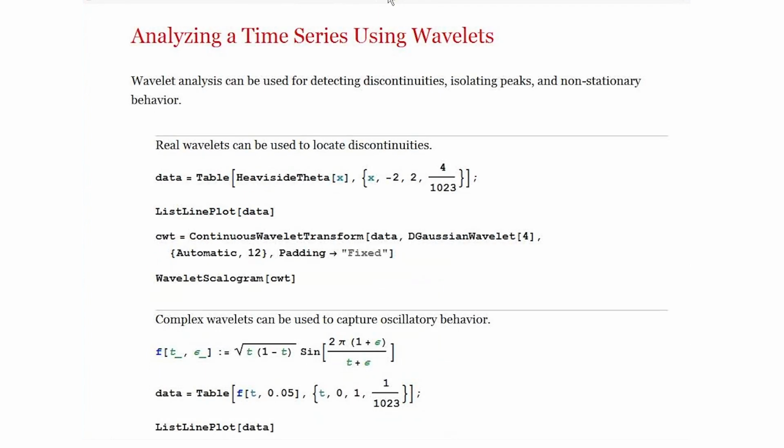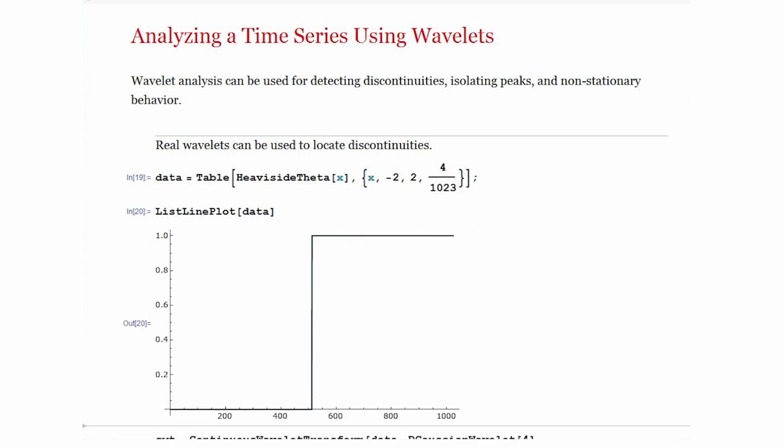So now that we have talked about extracting frequency information using wavelet analysis, let's do some more analysis on time series. And in this case, we are going to use wavelets for detecting discontinuities, isolating peaks, and recording certain interesting phenomena. As a first example, I'm going to make use of the Heaviside theta function, which is nothing but a step function, and I'm going to perform a continuous wavelet transform on that.